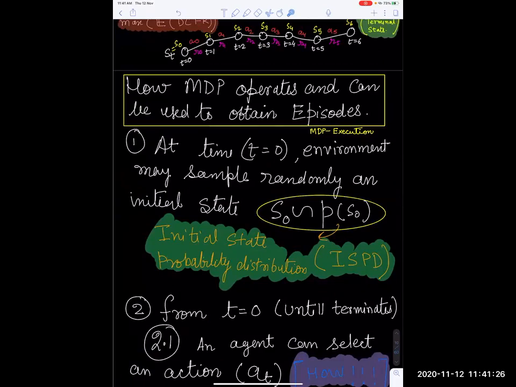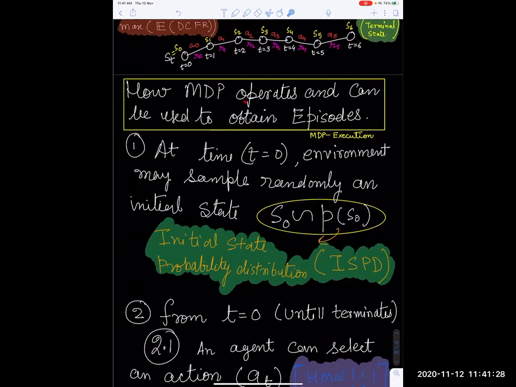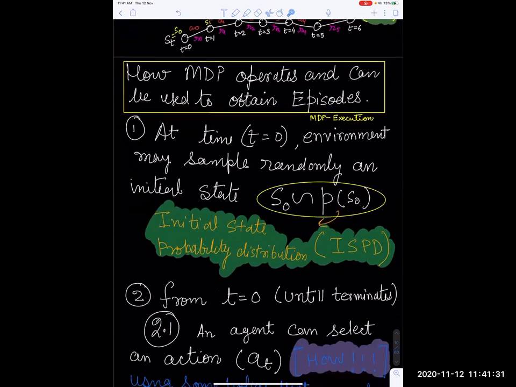How does an MDP operate and get used to obtain different episodes? We just saw that you sample your initial state from some distribution, because the initial state also follows a particular random distribution. Suppose you are playing an Atari game, then every time the first screen is always going to be fixed, so that is going to be your S0. Or there is some probability distribution from which your initial state is chosen. You choose from there.